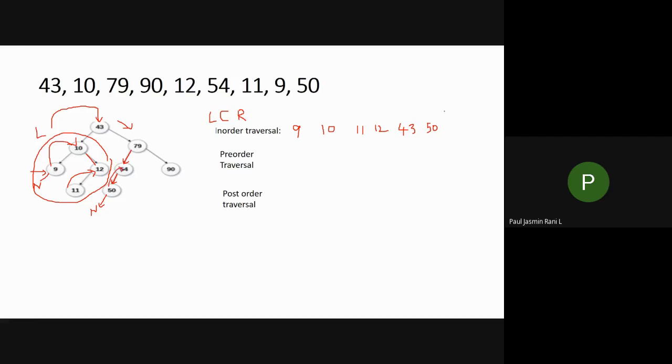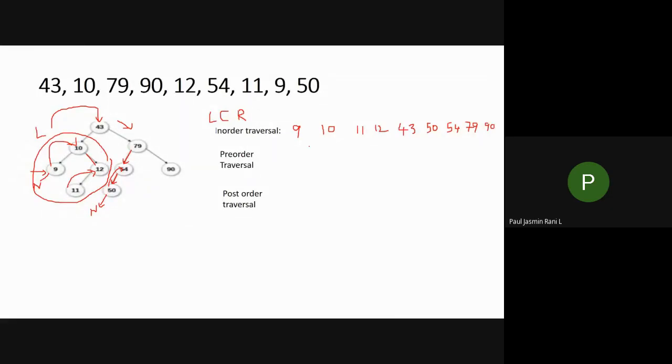Okay. So after this 54, can you follow this one, ma'am? After 50, 54, after 54, I have to print which element? Anyone? After 54? 79, ma'am. Yes, 79. I have to print 79. After 79, I have to print 90. Okay, now all the elements in your binary search tree are printed.